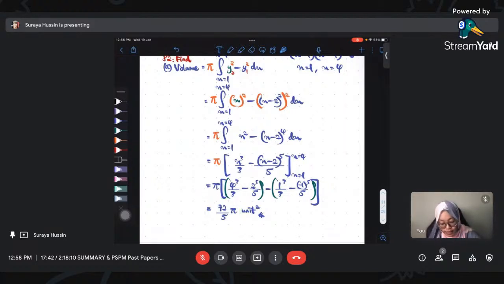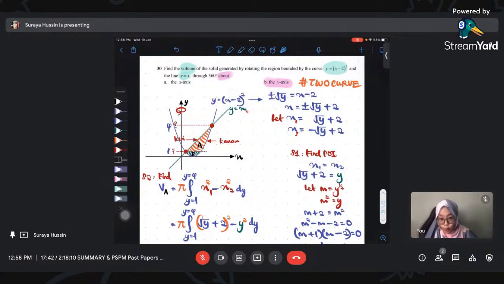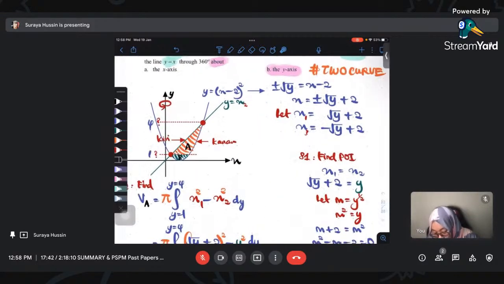Shall we go to the next, bukan next question, the same question, it is just that revolving about the y-axis. I think many of you paling nak dengar yang ni kot. Many of you paling nak dengar soalan 30, because many of you voted for it. So, lukisan yang sama.